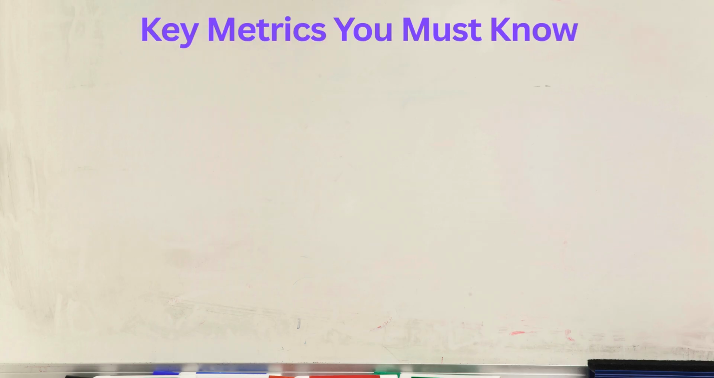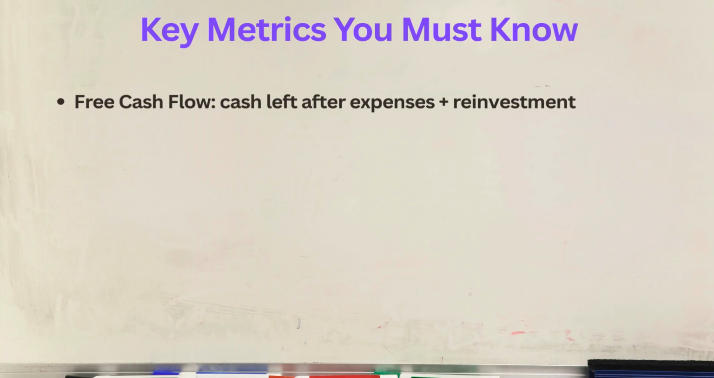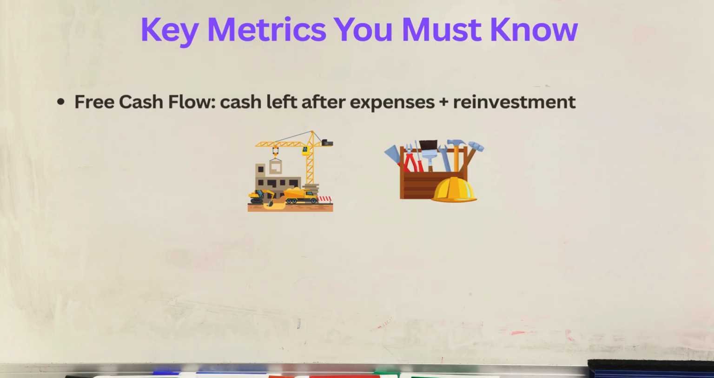Let's zoom in on three metrics every business owner should track. First is free cash flow. This is what's left after you pay your operating expenses and reinvest in your business, things like replacing equipment or upgrading tools. Free cash flow is what you can actually use to expand, pay down debt, or take distributions. It's a true measure of your flexibility.